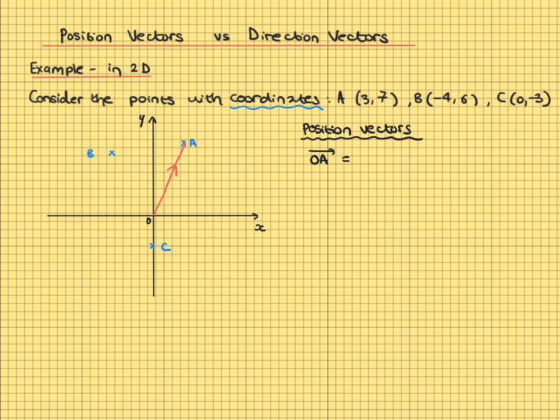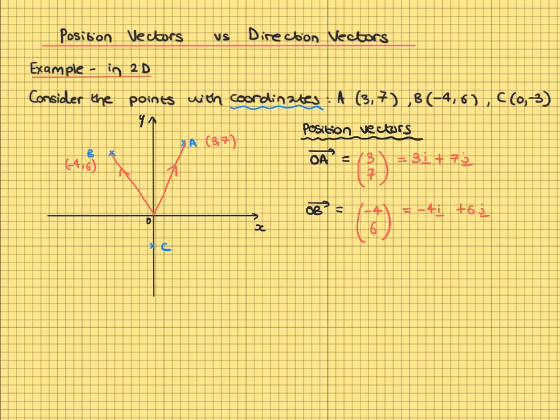Now, what is that vector? Well, it's the vector that gets me to the point with coordinates 3, 7 from the origin, which means it must be the vector 3, 7, or if you like, 3i plus 7j in component form. What about the position vector OB? Well, that starts again at the origin, takes me along to point B like that, and we know that B's coordinates are negative 4, 6. So the position vector of point B is negative 4, 6. So there is a strong relationship between coordinates and position vectors relative to the origin.